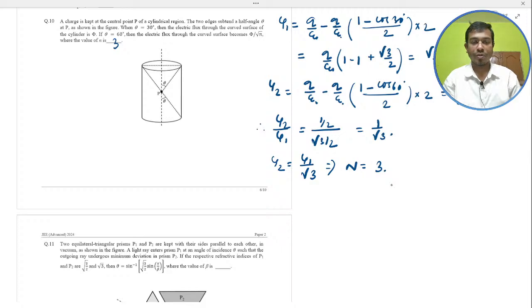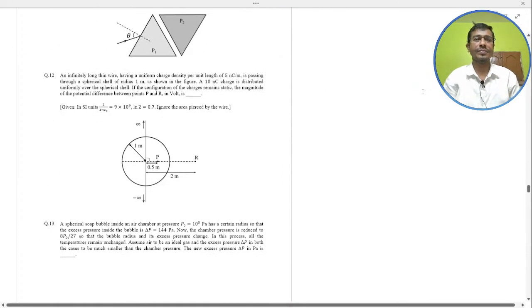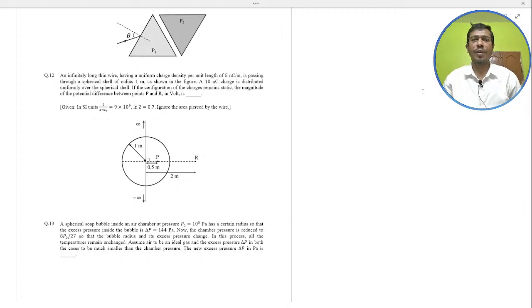Next question, question number 12. An infinitely long thin wire having a uniform charge density per unit length of 5 nC per meter is passing through a spherical shell of radius 1 meter as shown in the figure. A 10 nC charge is distributed uniformly over the spherical shell. If the configuration of the charge remains static, the magnitude of the potential difference between points P and R in volts is what?